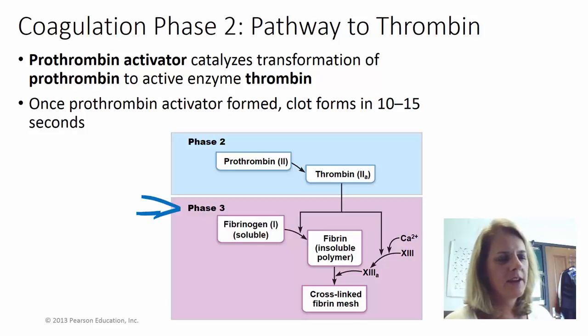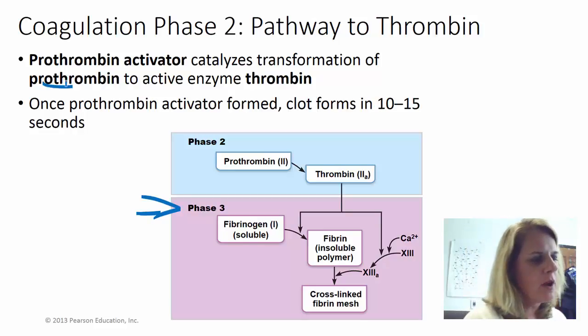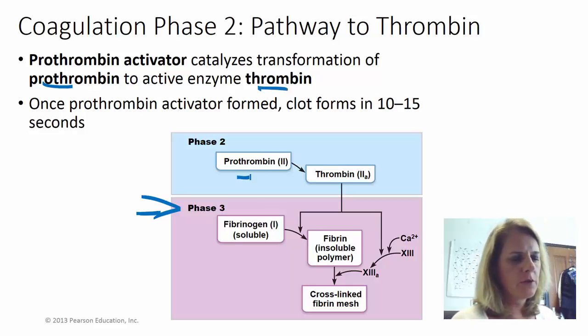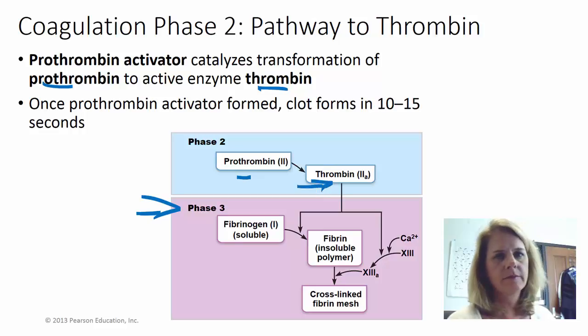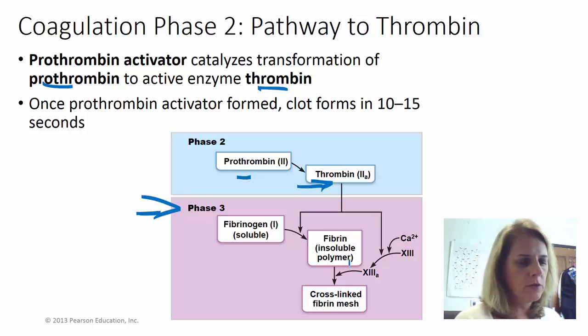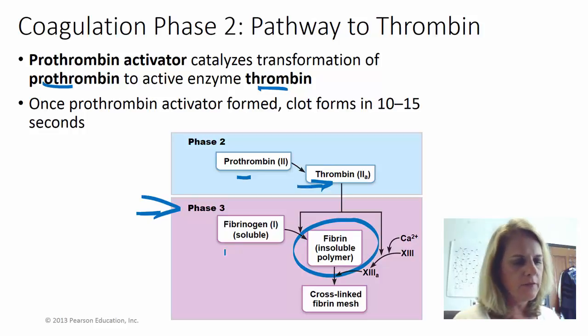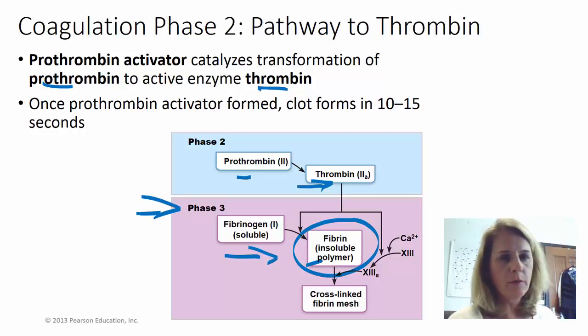Now that prothrombin activator, this is where that slide was supposed to be. That prothrombin activator is going to catalyze the transformation of prothrombin to thrombin. Okay, so prothrombin activator causes prothrombin to become thrombin. Okay, so it catalyzes that reaction. Now, once you have thrombin, thrombin is going to allow you to form fibrin. It catalyzes the reaction of fibrinogen to fibrin.